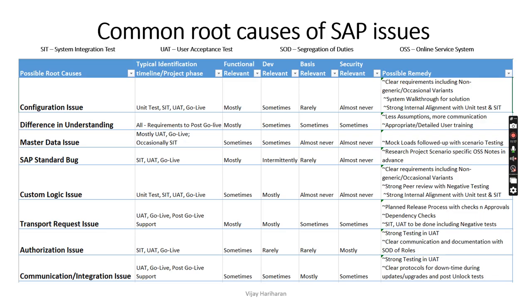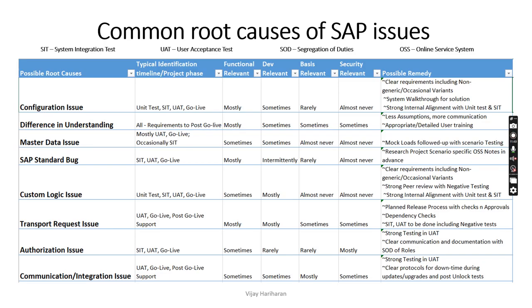The next issue is a custom logic issue. This is a bit straightforward because this is mostly custom code that your developer and you in conjunction have together created. Of course, the developer would know more because it is more of a code. So this should be revealed during the unit test or system integration test, user acceptance test, go live. This again can be a mix of custom logic and difference in understanding, custom logic and configuration issue, etc.